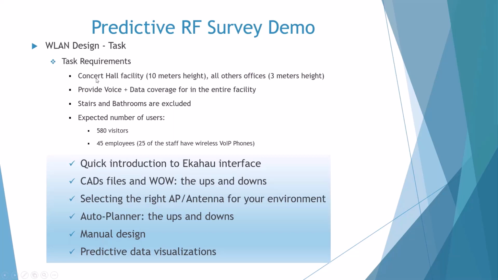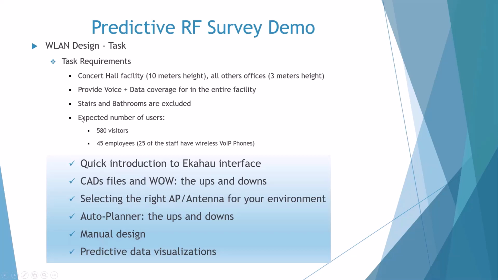So we have a concert hall facility that is made up of different ceiling heights, 3 meters and 10 meters. The concert hall itself is 10 meters high, while all other offices are 3 meters high. We have to provide both voice and data services over WLAN in the entire facility. We need to exclude bathrooms and stairs from the WLAN coverage. The customer doesn't care about coverage inside these areas.